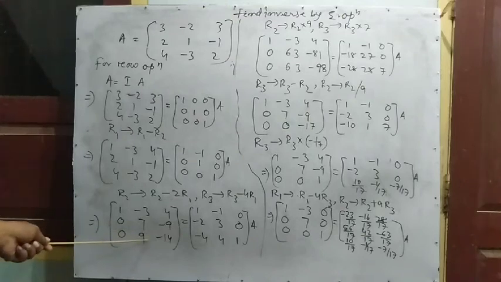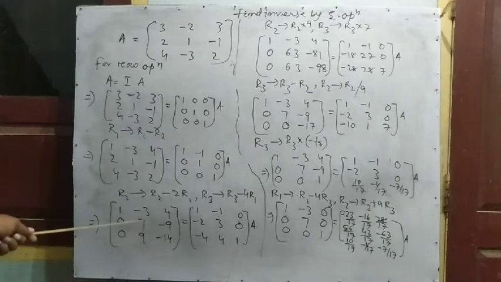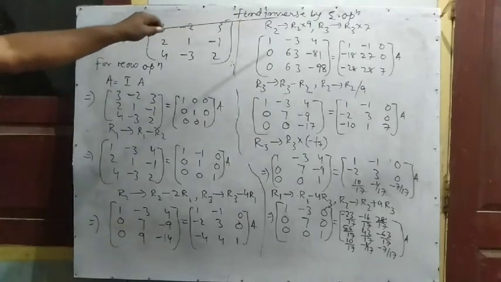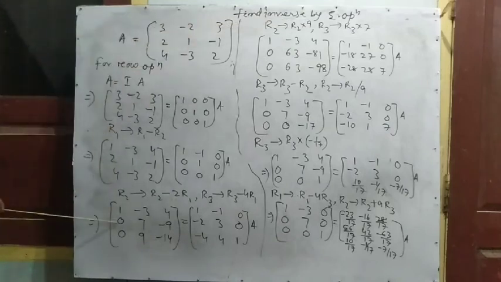So 9, how to make it 0? To equalize these two values. Here 7 into 9 is 63, 9 into 7 is 63. Here I have written row 2 changes, row 2 into 9, which means when you multiply 9 with 7 here, 63 will come. When you multiply by 7 here, you will get 63.